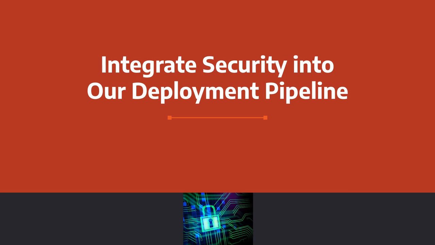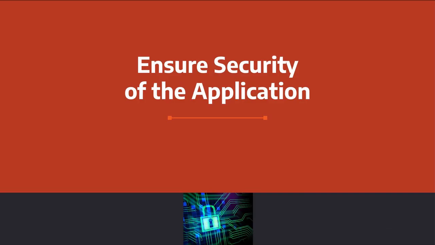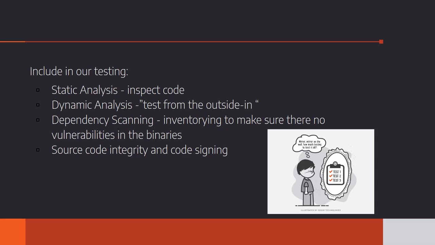Integrate security into our deployment pipeline. We need to automate as many of our information security tests as possible. This will allow them to run alongside all other automated tests in the deployment pipeline. Ensure security of the application. We need to include these in our testing. Static analysis, we need to inspect the code. Dynamic analysis, we need to test from the outside in. Dependency scanning, inventorying to make sure there are no vulnerabilities in the binaries. Source code integrity and code signing.